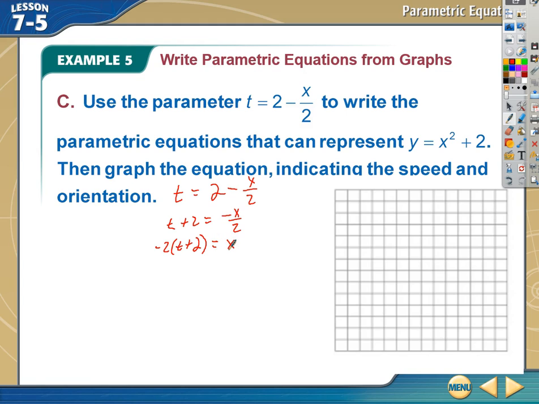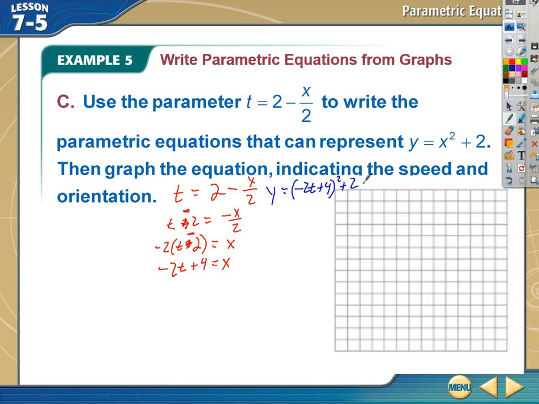Multiply by -2, you got -2t. Oops, that wasn't supposed to be a plus 2. It's supposed to be a minus 2. -2 times a -2 is a plus 4, equal to x. Caught my own mistake. See, it does happen. Last but not least, how does this change for y? Y is equal to now x squared. So I put in there the -2t plus 4, squared, plus 2. I'm not going to worry about expanding that out.